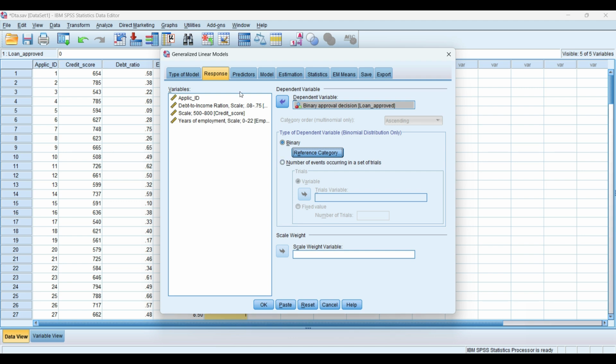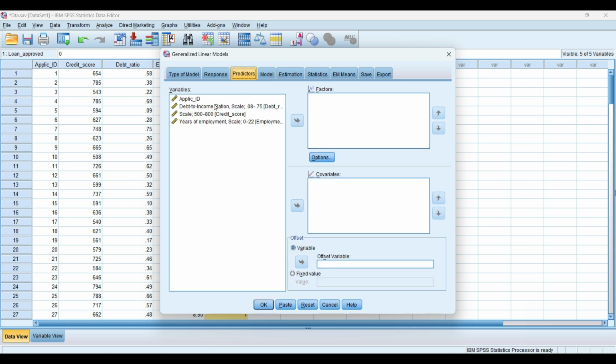Okay, so we go to predictors. So debt to income, our covariate variable, and as well credit score our covariate, and years of employment also covariate variable. So if you have other factors like a categorical variable, we will put them in the factors section. Because all independent variables were scale variables, that's why we put them under covariates.